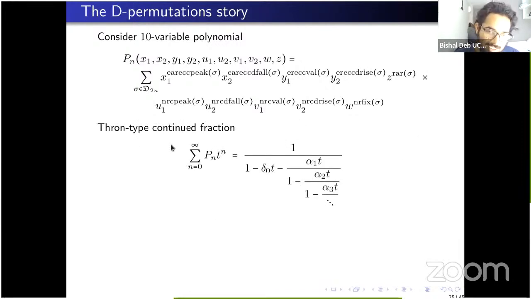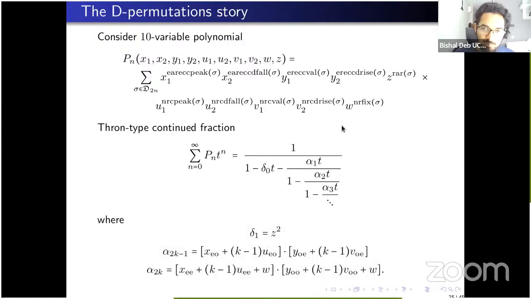In this situation, the continued fraction that we have is not of Jacobi type or Stieltjes type. We have a nice Thron type continued fraction. A Thron type continued fraction is slightly more general than this, but our continued fraction has the following form. It's not t squared over here, it's just t's. So alpha 1 t, alpha 2 t, alpha 3 t, and so on. And then there's a delta naught t. And if delta naught is equal to 0, this is simply a Stieltjes type continued fraction.